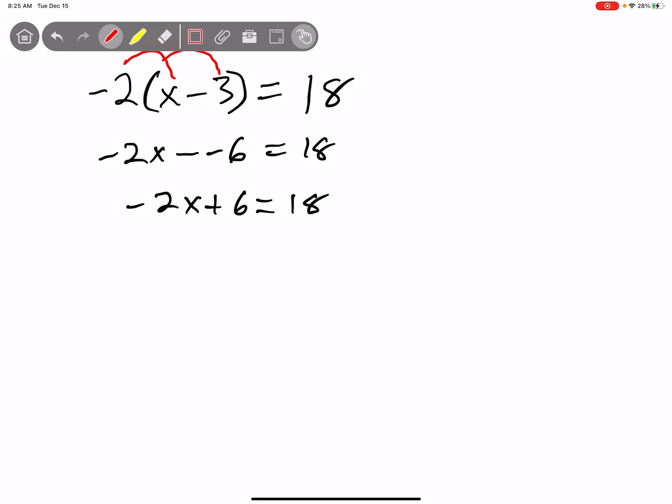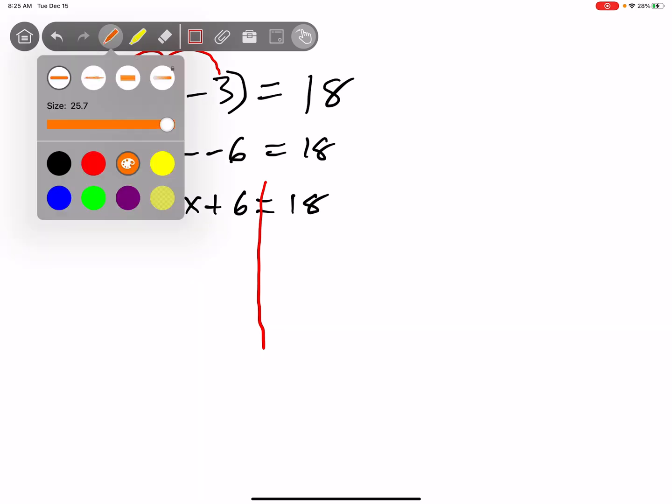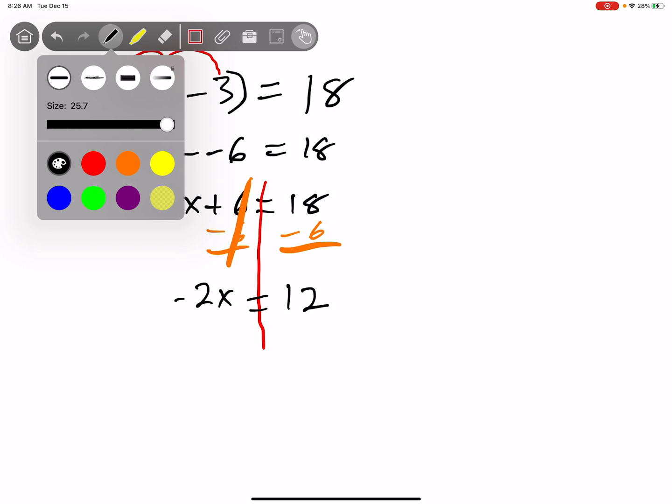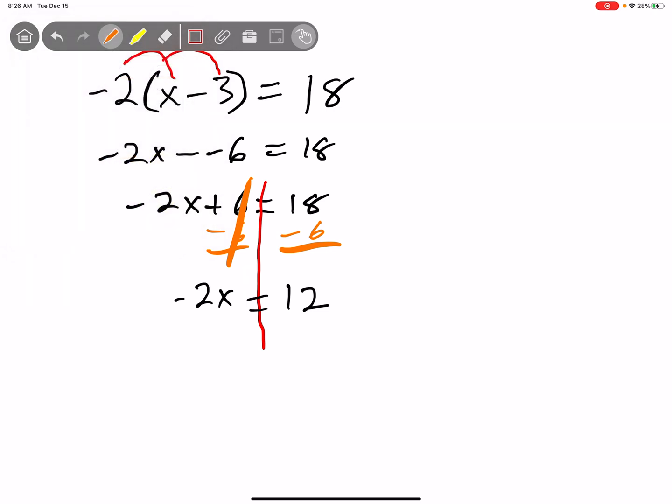Okay, there's nothing left to simplify, so now I have to solve for x. So I'm going to make my little mirror. I see my plus 6. I'm going to get rid of that. We're going to go minus 6 on the left side, minus 6 on the right side. These 6's cancel out. I'm left with negative 2x equals 18 minus 6 is 12. And since I have a negative 2 times x, I'm going to divide both sides by negative 2. And that gives me x equals negative 6.